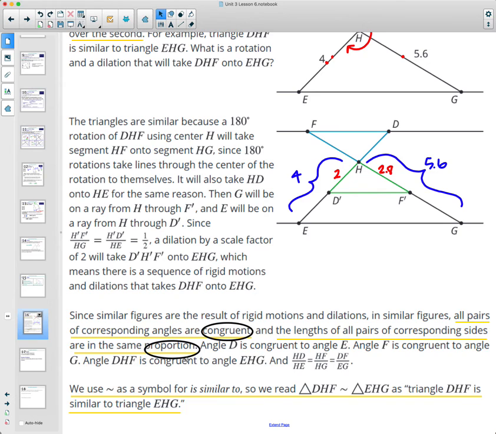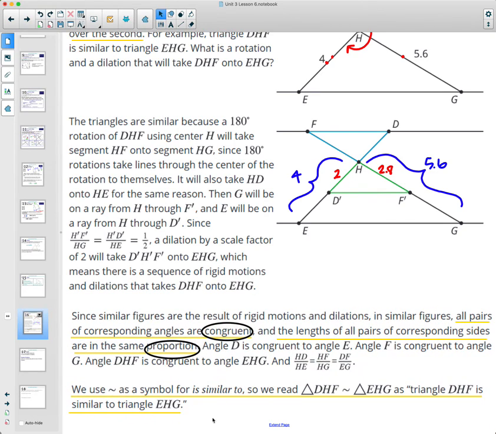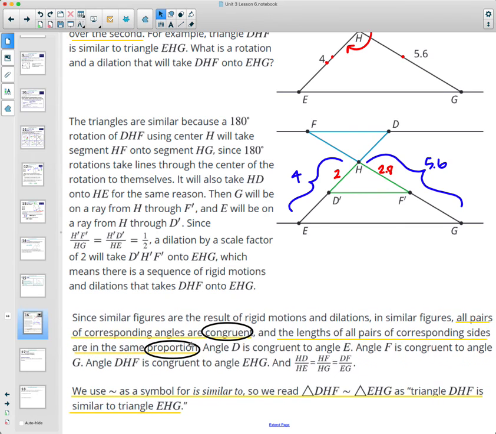And then in this lesson we also learned about writing similarity statements. You wrote out these similarity statements, much like a congruence statement. Make sure the parts are lined up, the corresponding angles, and then you just use the squiggly line.